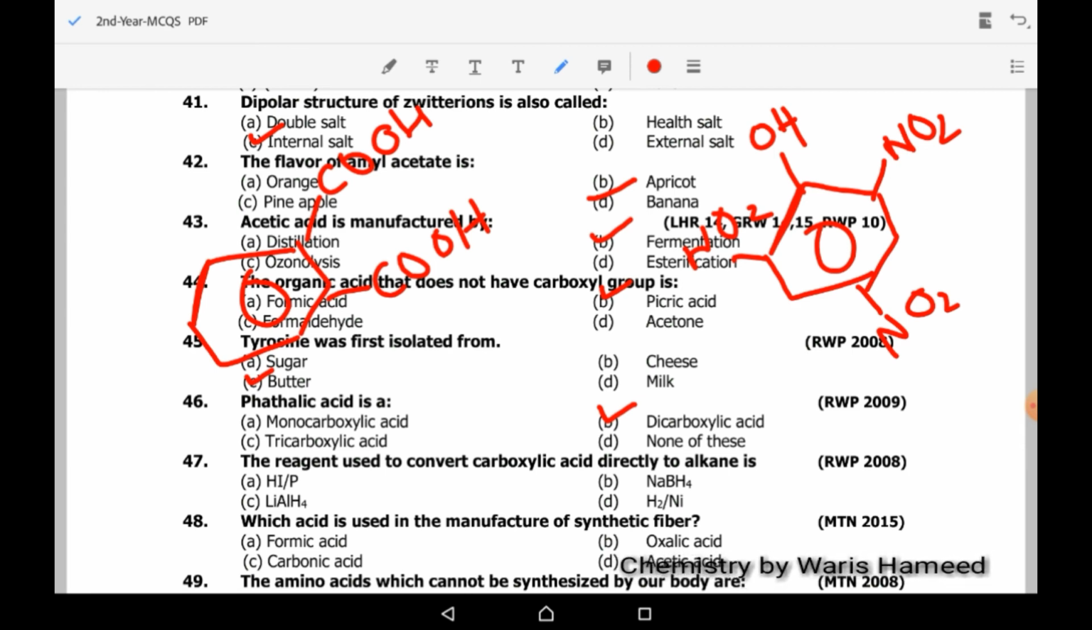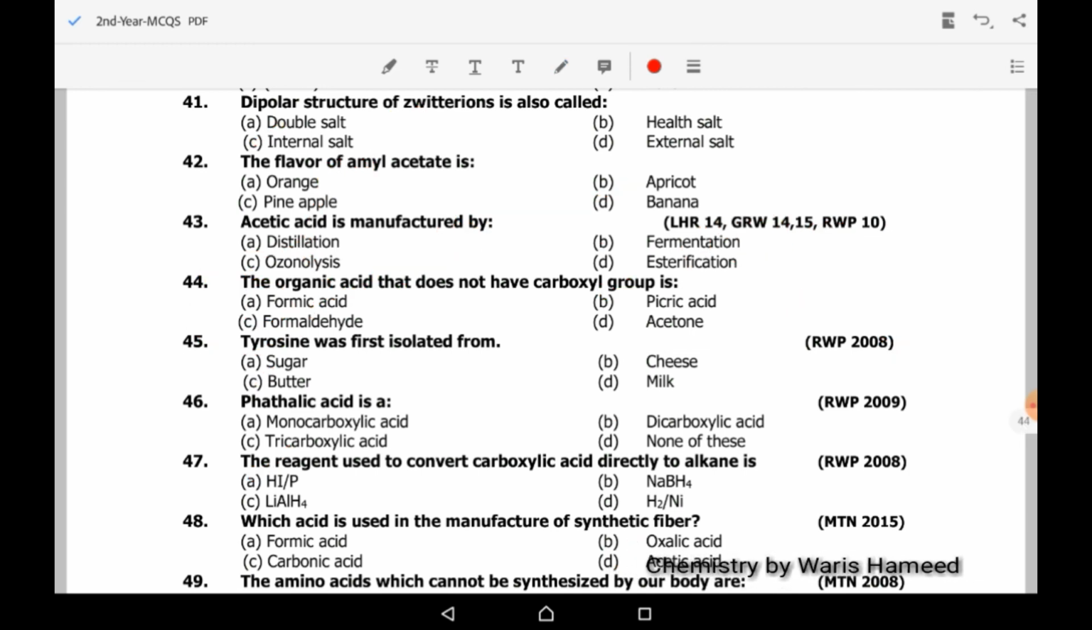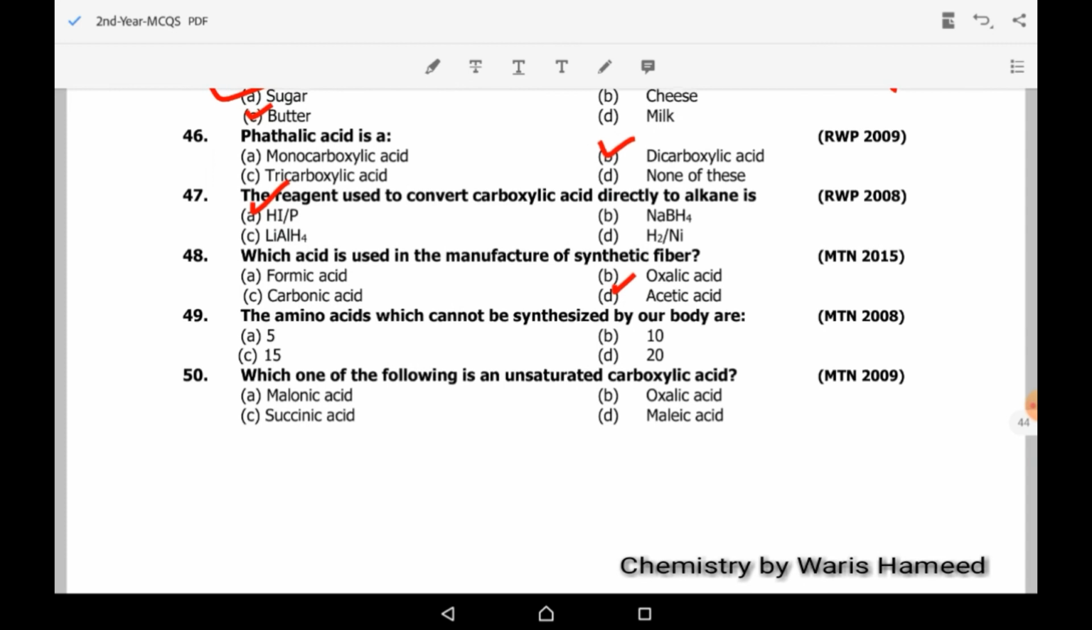In case of 47 MCQs, the reagent used to convert carboxylic acid directly to alkane is. Which reagent is used for the conversion of carboxylic acid into alkane? It's hydrogen iodide and red phosphorus. So A option is correct one. 48 MCQs. Which acid is used in the manufacture of synthetic fiber? It's acetic acid. We can use acetic acid for the manufacturing of synthetic fibers.